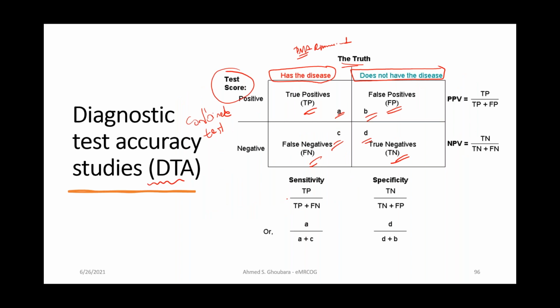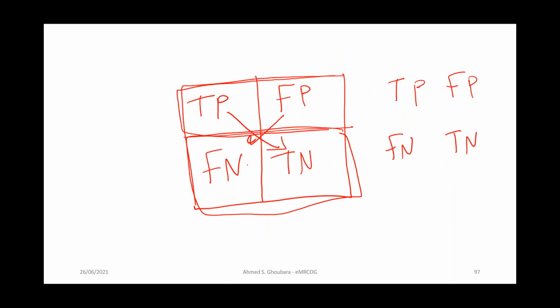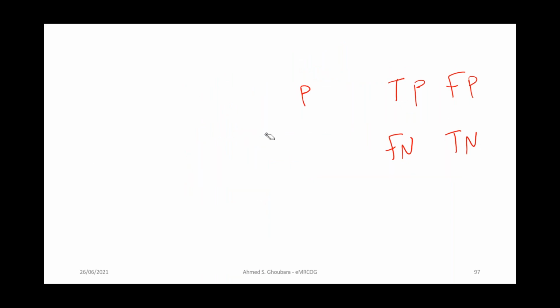So how to calculate sensitivity and specificity? Sensitivity means true positive divided by true positive plus false negative. So this is sensitivity, and this is specificity. This is positive predictive value, and this is negative predictive value. In my drawing it goes like this.